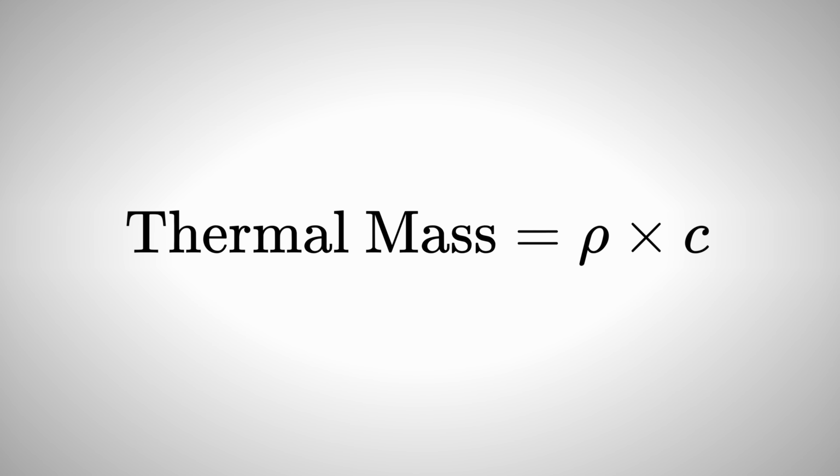Thermal mass depends on several material properties, but primarily on density and specific heat capacity, which is the amount of heat energy required to raise the temperature of 1 kilogram of a substance by 1 degree Kelvin or Celsius. To simplify it, we can think of a material's thermal mass per unit volume as being roughly proportional to thermal mass equals ρ times C, where ρ is the density of the material and C is the specific heat capacity of the material.